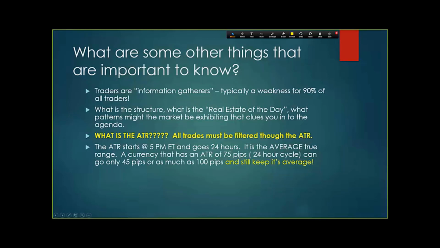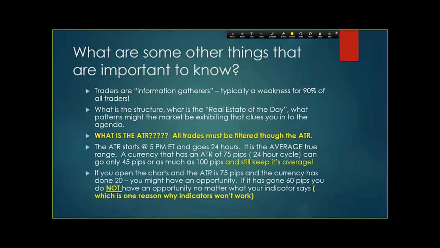So, for instance, a currency that has an ATR of 75 pips in a 24-hour cycle could go only 45 pips today and could go as much as 100 pips tomorrow and still be keeping its average of 75 pips. You see, we use a 14-day period, all right? So if you open the charts, you know the ATR is 75 pips, the currency has done only 20 pips, you might have an opportunity.